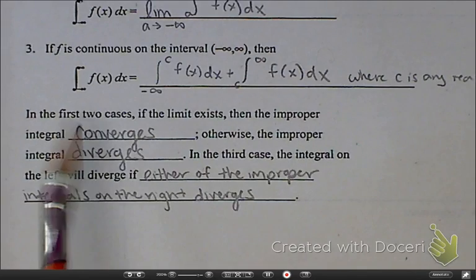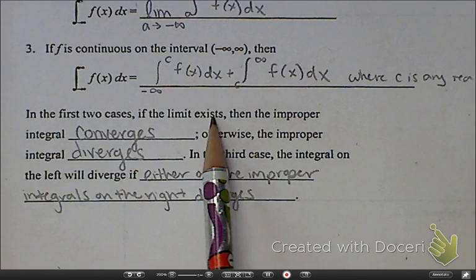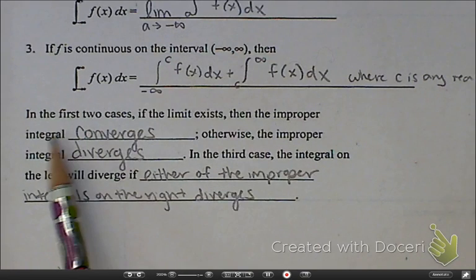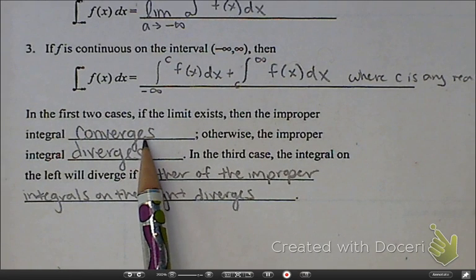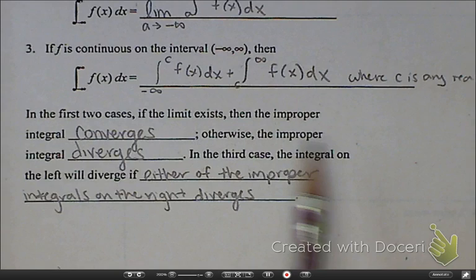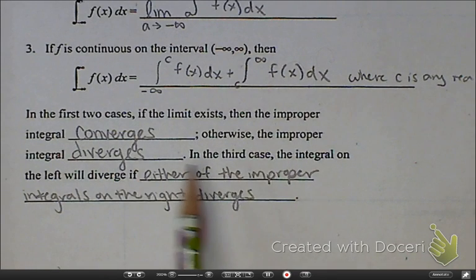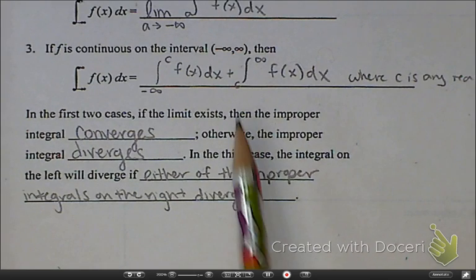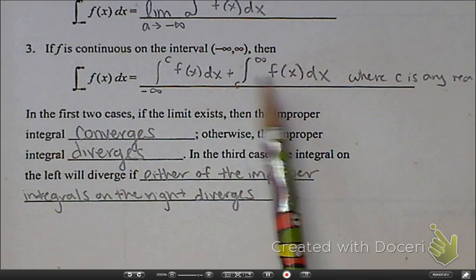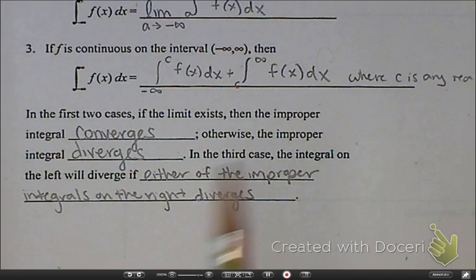In the first two cases, so for number 1 and 2, if the limit exists, then the improper integral converges. So you'll get a number for it and it will converge. Otherwise, the improper integral diverges, and we'll talk about that in just a minute. In the third case, the integral on the left will diverge if either of the improper integrals on the right diverges. So we'll have to look at each of those pieces individually.